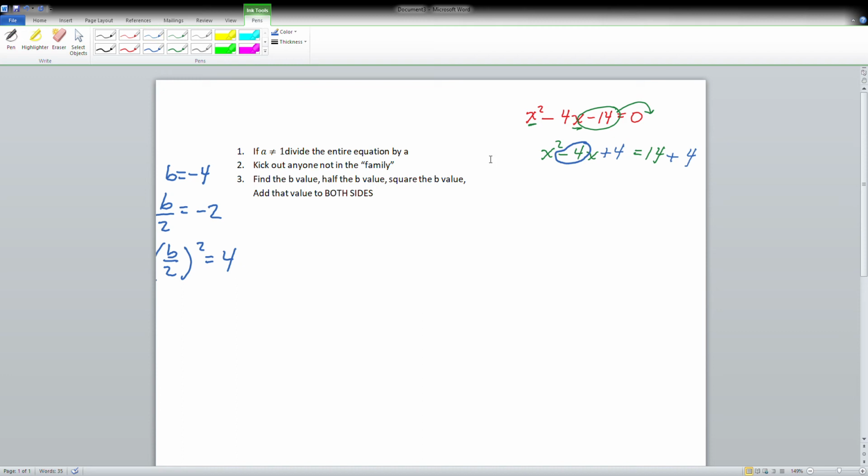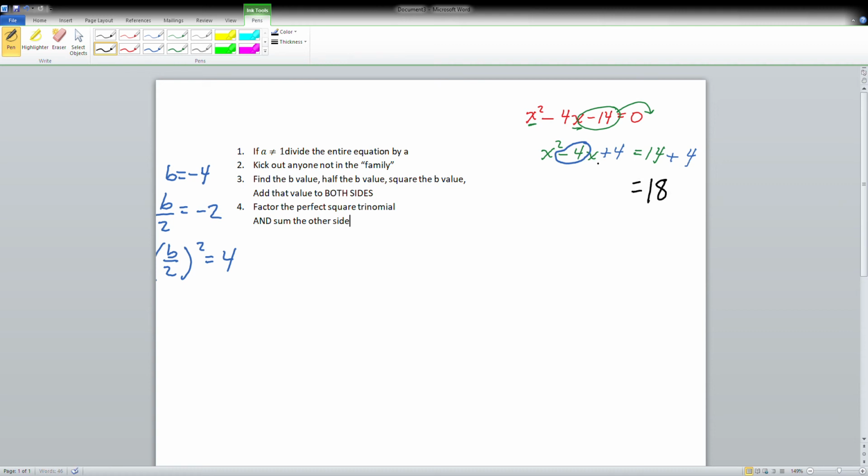Now the whole reason you did that was you just created for yourself a perfect square trinomial. So you are now going to factor the perfect square trinomial and sum the other side. So let me sum the other side because that's the easy part. Actually, the whole thing's easy, but 14 and 4 is 18.